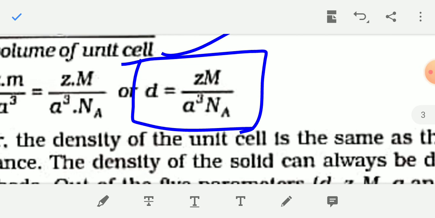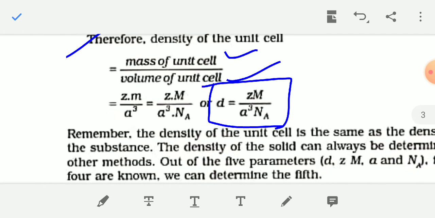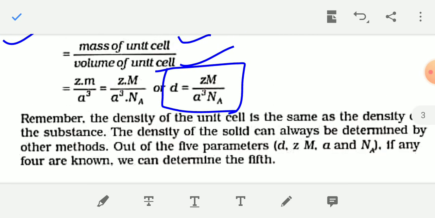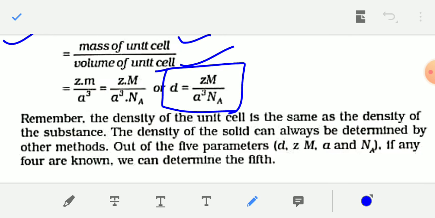And where a is the edge length of the unit cell, Na is the Avogadro number, and M is the atomic weight of the constituent particles. Using this simple formula, you have to calculate density, or you have to calculate the atomic weight of the crystalline substance. Or you have to calculate the side or edge length a of the unit cell, and you have to calculate the type of unit cell, that is, Z, the number of particles per unit cell.